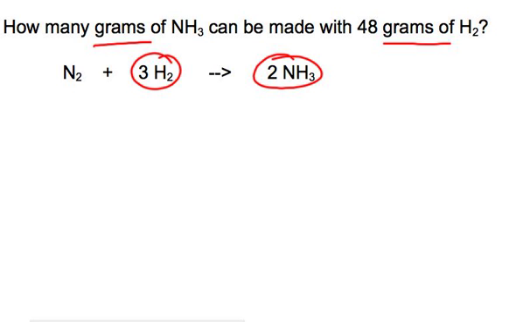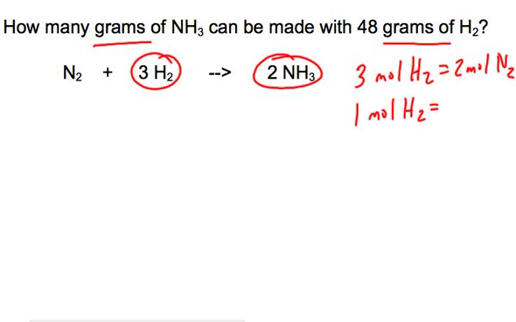But if you remember, this 3 to 2 doesn't have anything to do with grams. That just tells you that 3 moles of H2 make 2 moles of N2, which is useful, but it's not immediately useful because I have grams of H2. So I first have to figure out what is the relationship between moles of H2, 1 mole of H2, and grams of H2. What is the mass of 1 mole of H2?